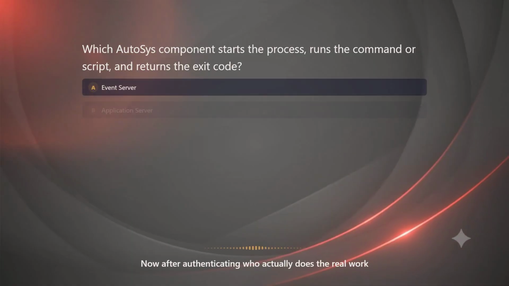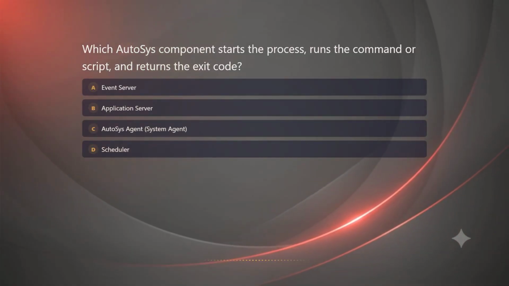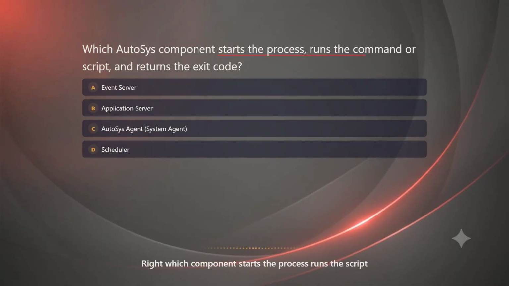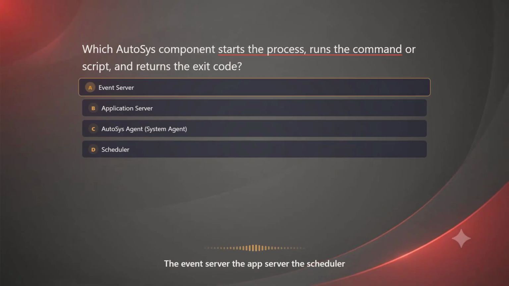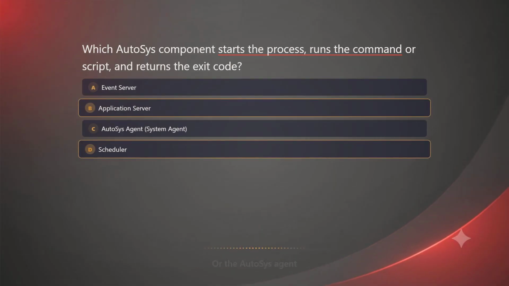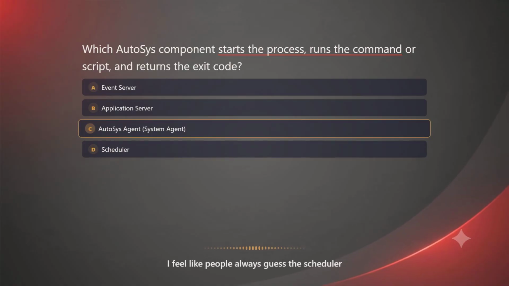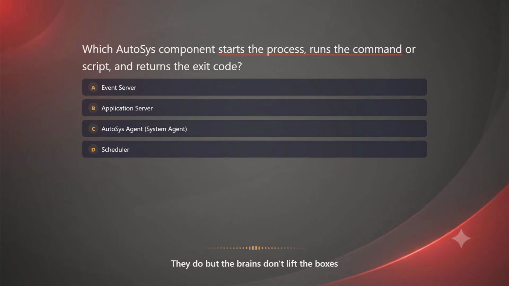Now, after authenticating, who actually does the real work? Right. Which component starts the process, runs the script, and returns the exit code? The event server, the app server, the scheduler, or the AutoSys agent? I feel like people always guess the scheduler because it's the brains of the whole operation. They do, but the brains don't lift the boxes.